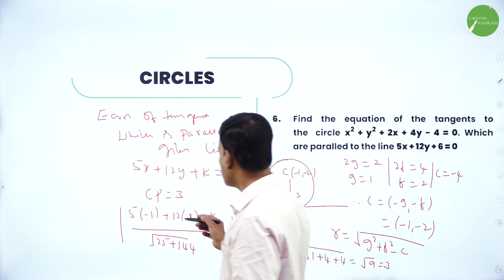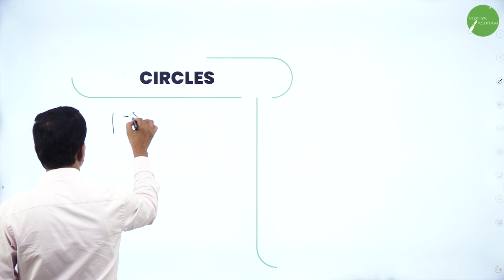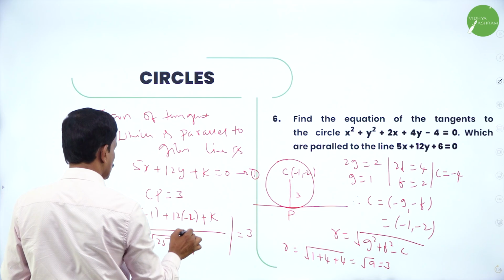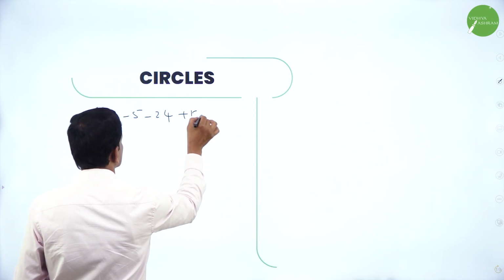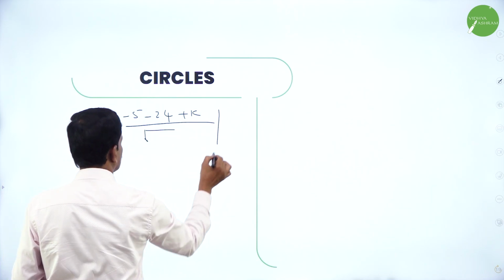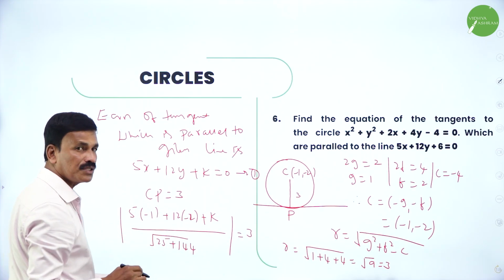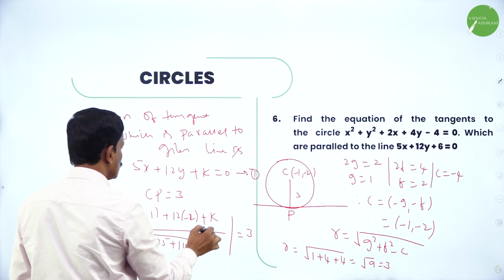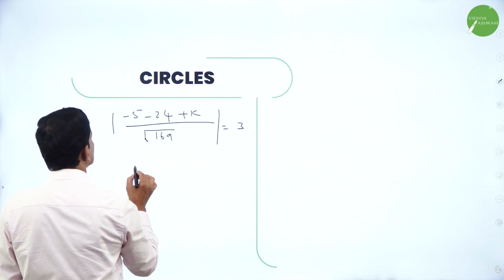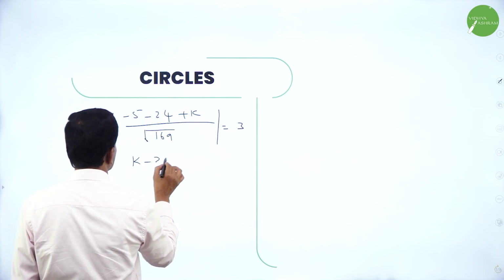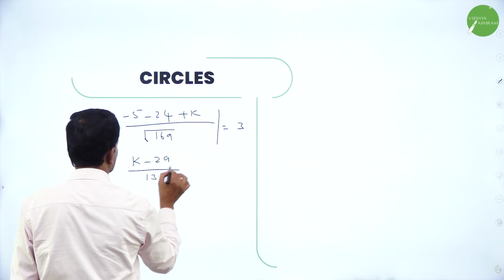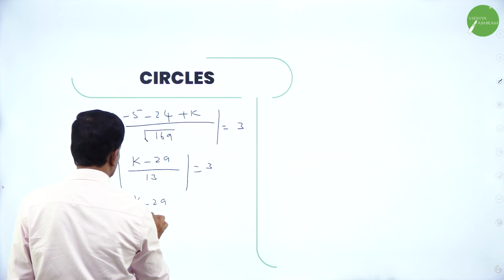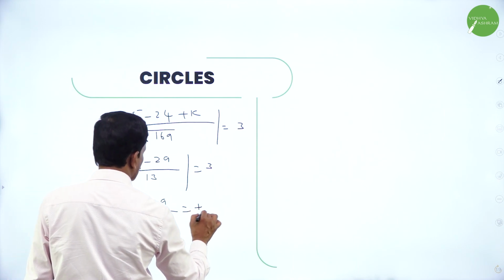That's it. Now, simplify this: mod of minus 5 minus 24 plus k, divided by root of 144 plus 25, which is 169, root 169 is 13, is equal to 3. So this is mod of k minus 29 divided by 13 is equal to 3. So, k minus 29 divided by 13 is equal to plus or minus 3.